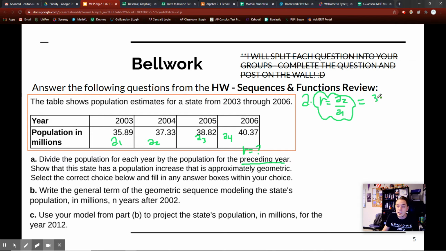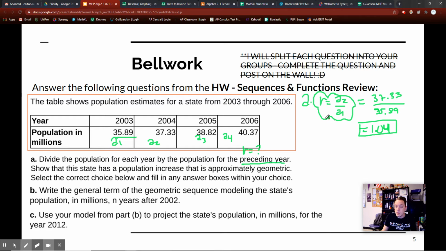So I'm going to take 37.33 and then divided by 35.89. That's a 3. When I do this, I actually get a 1.04, and this is roughly geometric. If you remember our baseball example with the salaries, it was sort of like that. I think it was 1.06. So it's roughly geometric. That's good stuff.